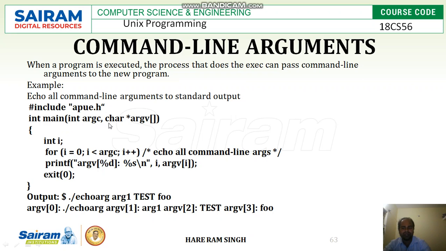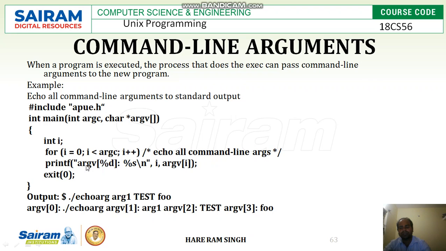So int main(int argc, char *argv[]), int i. Here argc is nothing but the number of arguments we are passing, and argv is the array of pointers which will hold all the arguments. Now we have to display all the arguments. So for i = 0, i < argc, i++. argc is the number of arguments we are passing.